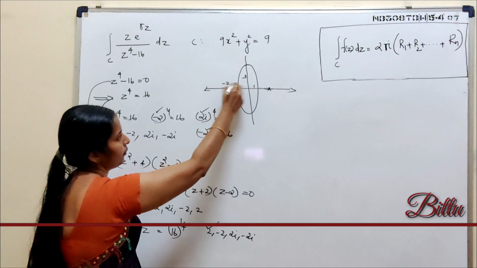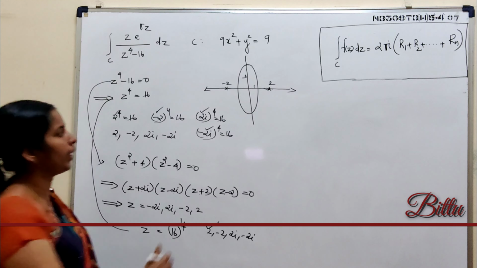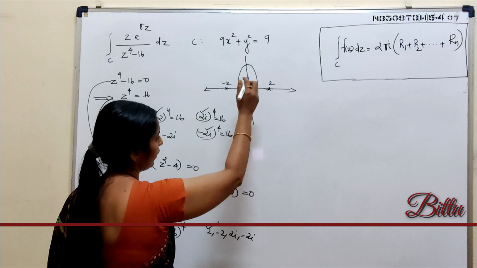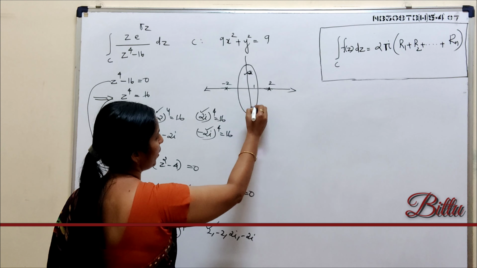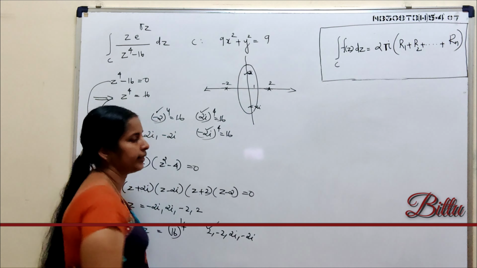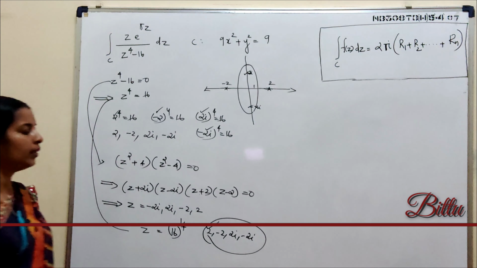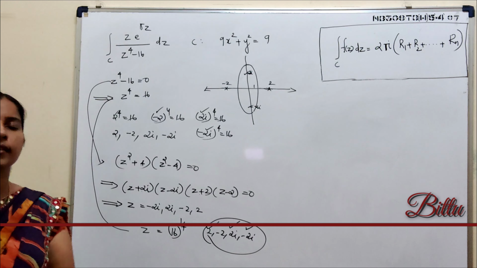Minus 2 is here. It is also outside of C. Next to 2i, this length is 3 and 2i is here. So it is inside. Minus 2i will be here. So it is inside. So among these three poles, 2i and minus 2i are within C.